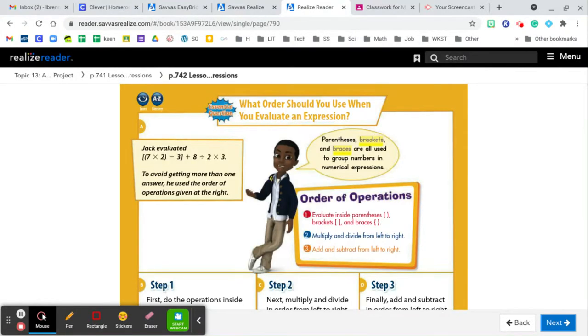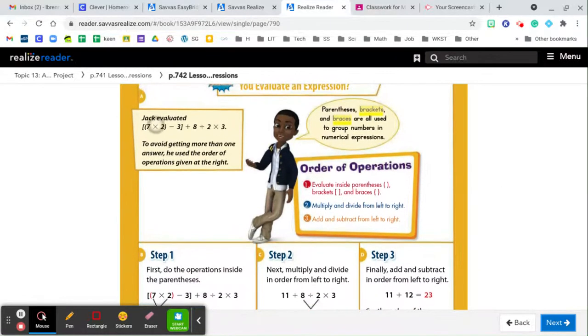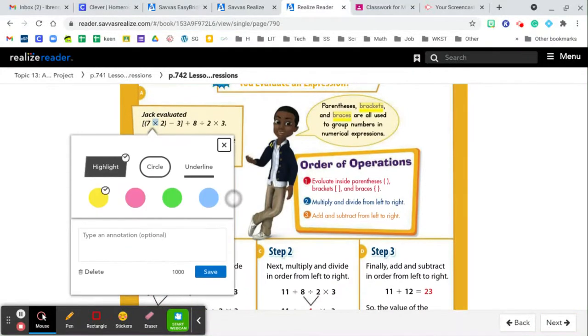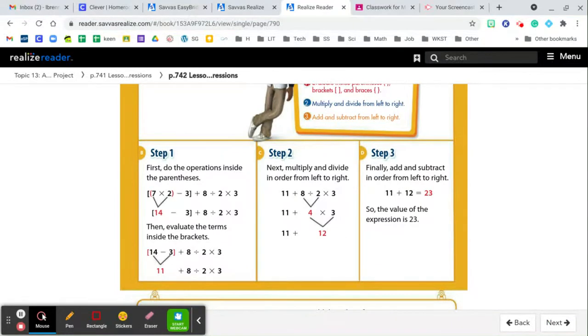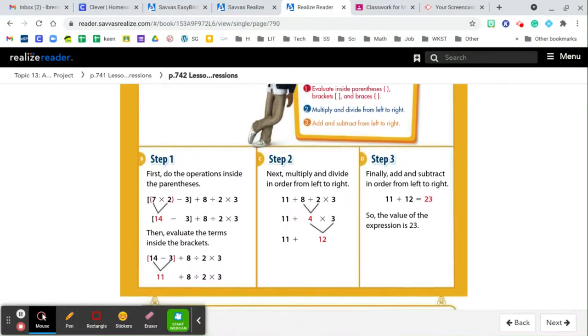You can follow along here. Jack evaluated this expression. He's going to do what's inside the brackets, and you go from inside out. So he's actually going to do the 7 times 2 first. You're going to see that. And then he will subtract out the 3 because he's still staying within the brackets and braces. He's kind of ignoring the rest of the problem until he can get a number out of the brackets and braces, or parentheses and brackets.